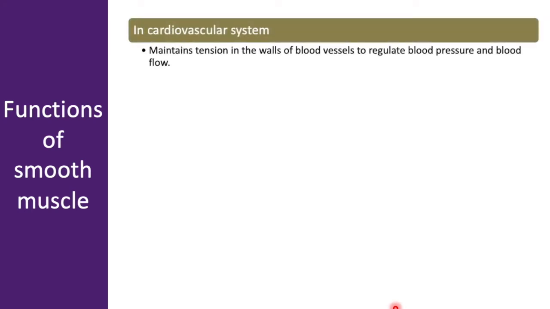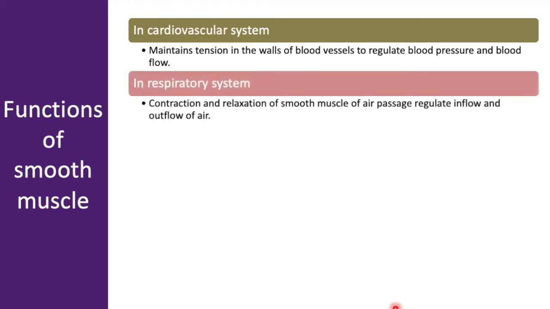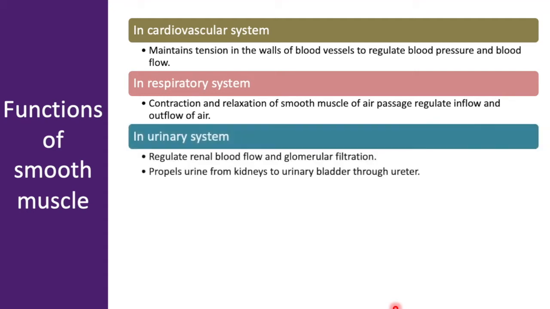There are various functions of smooth muscle in the body because it is found in various locations. For example, in the cardiovascular system, it maintains the tension in the walls of blood vessels in order to regulate blood pressure and blood flow. In the respiratory system, contraction and relaxation of smooth muscle regulate the inflow and outflow of air. In the urinary system, smooth muscle functions to regulate renal blood flow and glomerular filtration. The smooth muscle of the ureter helps to propel urine from the kidneys to the urinary bladder.